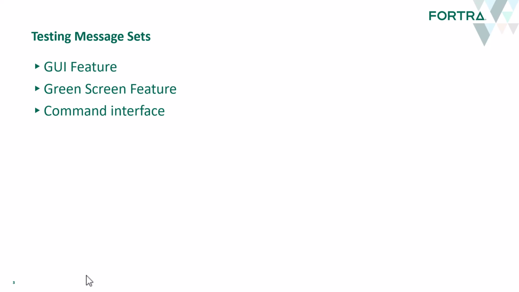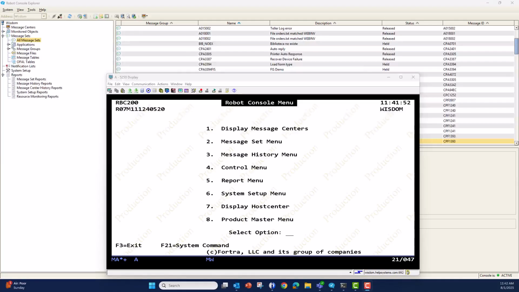Today I'm going to show you in our GUI, our green screen, and our command line interface how you can build out your own message sets. So now we're over in our actual live demo of Robot Console and the ability to simulate messages on the fly so you can test out your message sets. As you can see, we have a GUI in the background and a green screen right here.